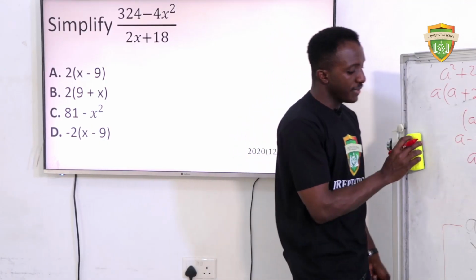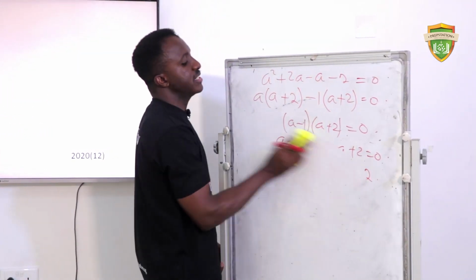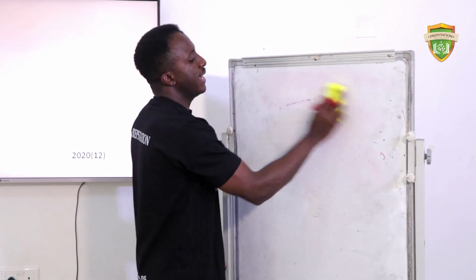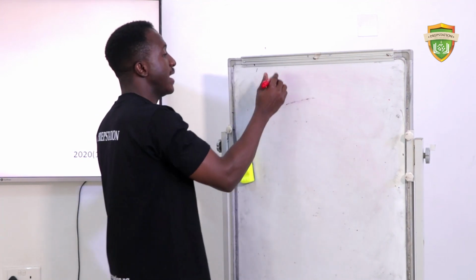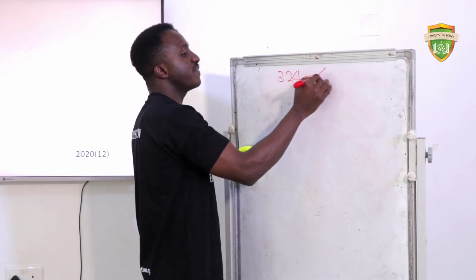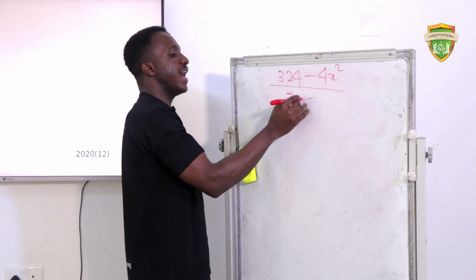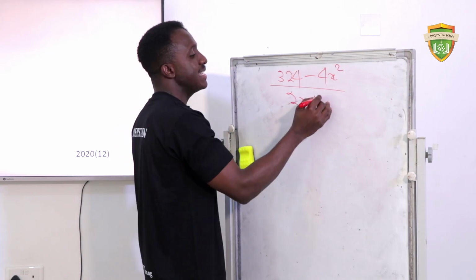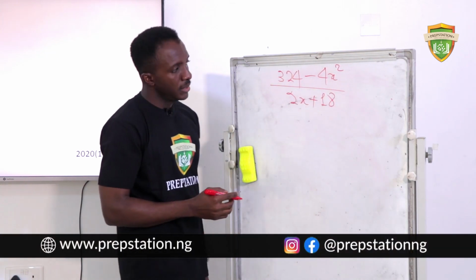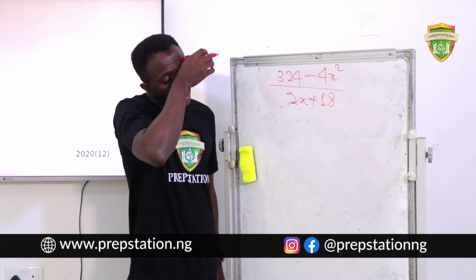Now I want to teach you something there. If you look very closely, there is something there called difference of two squares. Now this is 324 minus 4x squared over 2x plus 18. Now look at this. Look very closely. Now what do we do here?